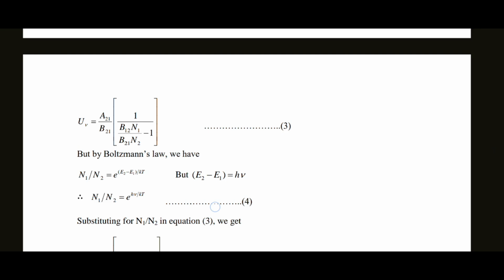But by Boltzmann's law, we have N1 by N2 is equal to e power (E2 minus E1) by kT, where E2 minus E1 is equal to h nu. So N1 by N2 is equal to e power h nu by kT. Substituting N1 by N2 in the equation, we get U nu is equal to A21 by B21 times 1 by (B12 by B21 times e power h nu by kT minus 1).